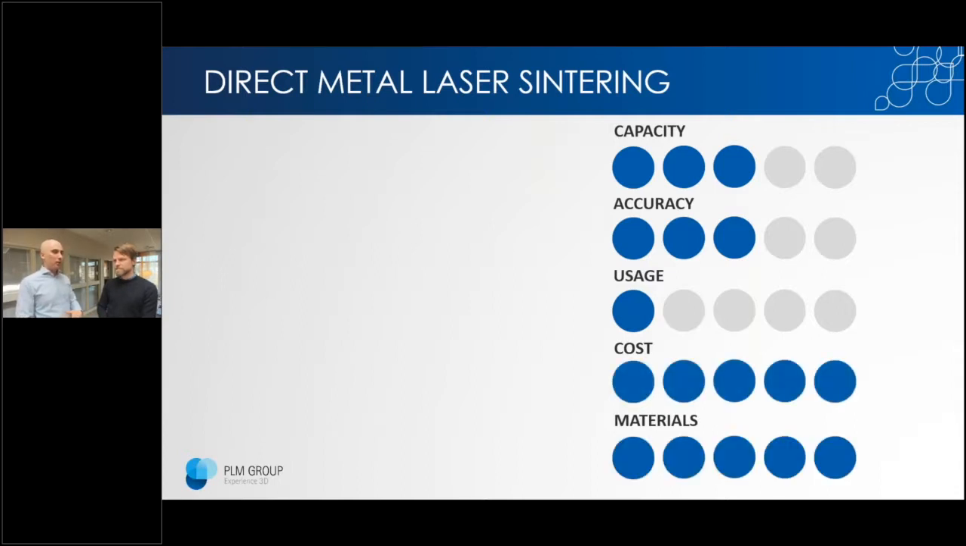Cost is high, material properties are super high. You get really high performing, super fantastic parts out of these machines. And DMLS, direct metal laser sintering, has been around for a very long time. So it's quite a mature technology in that sense, and in terms of the material flora, the amount of materials, also quite wide.